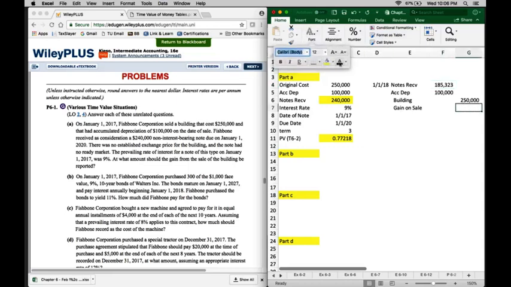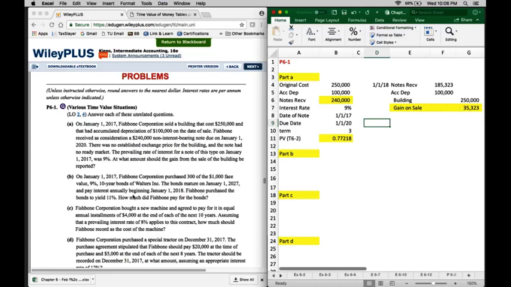So the difference that I record over here is the final number that the problem is asking me for. What is the gain that is going to be recorded when I report the sale of the building? So the final answer is $35,323. So I had to find the present value of the note in order to answer the question. So all the information given to me was relevant in the problem to get the final answer.